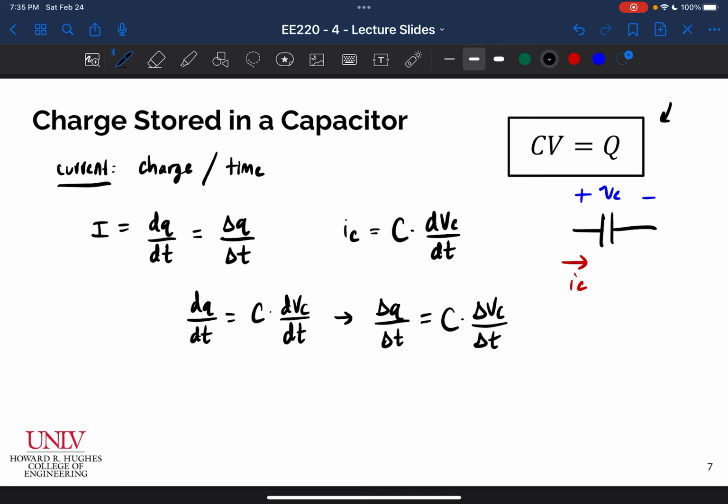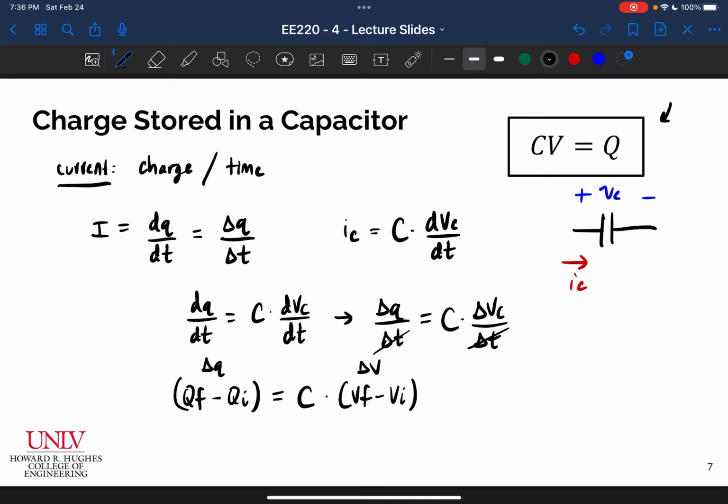okay? And you can see pretty easily that the delta t's cancel. And so what I'm left with is just delta q equals C times delta Vc. Maybe I'm interested in some q final minus q initial. Maybe that's my delta q. And I say that that's equal to C times some final voltage minus some initial voltage.